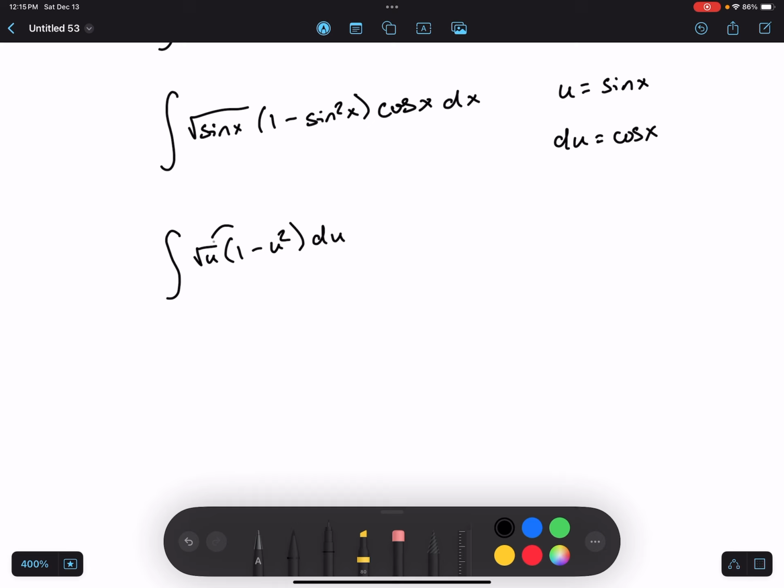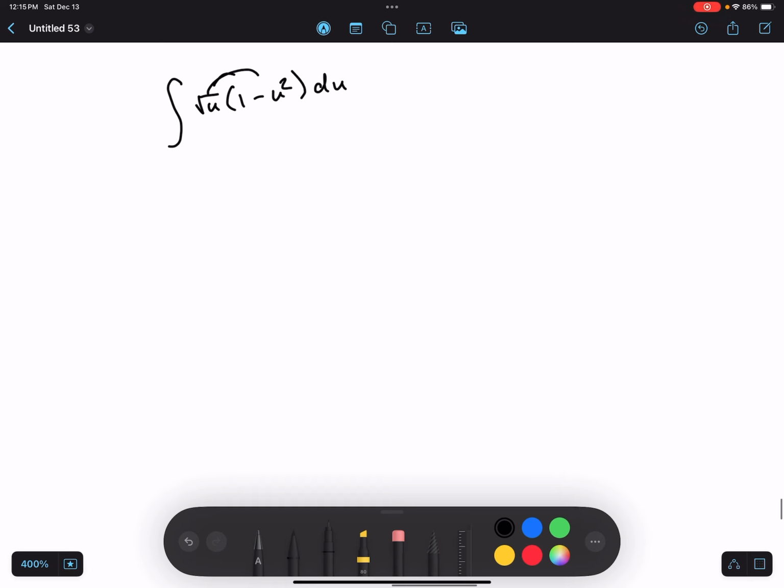And now we can go ahead and distribute the square root of u, and so what we get is the integral of the square root of u minus u squared times u to the 1/2. When you multiply, you just add the exponents. And so what this is, u to the 4/2 times u to the 1/2, and the result there is u to the 5/2. And so we can go ahead and write that here, u to the 5/2 du.